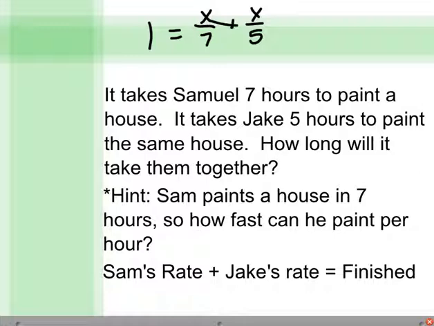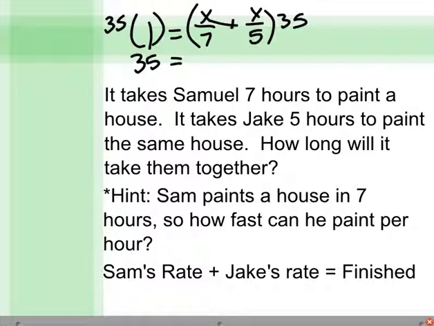Okay, so we could multiply each side by 35. So that I get 35 is equal to, well, if I expand here, I'm going to get 5x plus 7x. So I get 12x is equal to 35. So we get x is equal to 35 over 12. Okay, so it's just under 3 hours to paint them together. Okay, so you're really setting up the rates equaling one whole house.